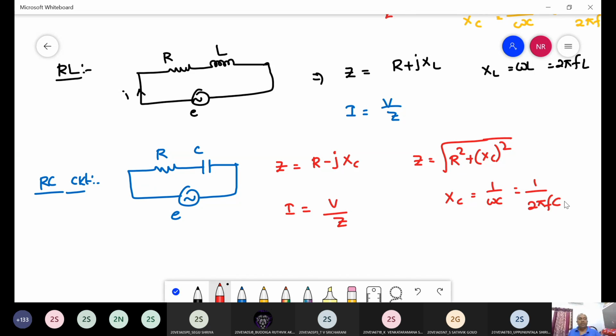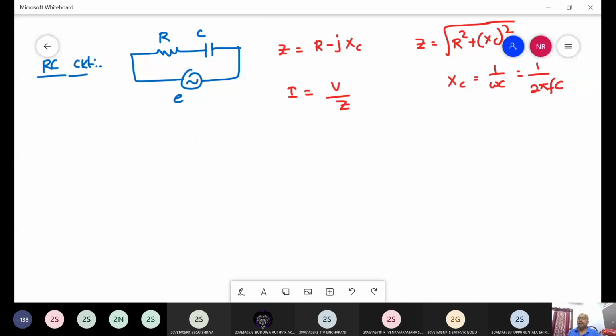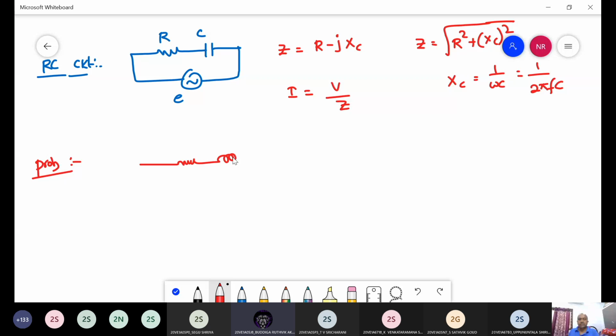This is the RC and RL. These are the series circuits. Then if it is a parallel circuit, the same concept applies. Suppose I take one problem for the parallel circuit. Here there is a resistor and an inductor.